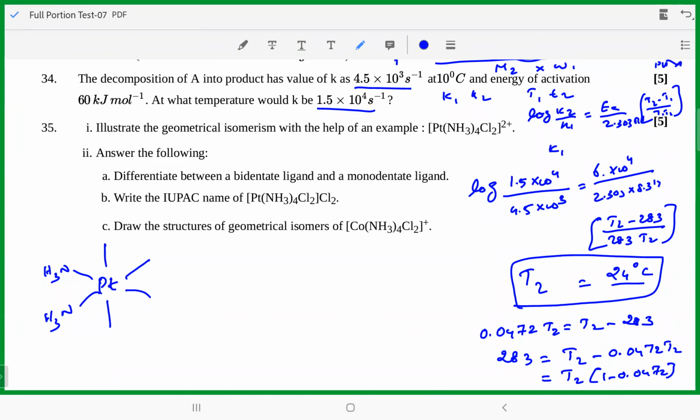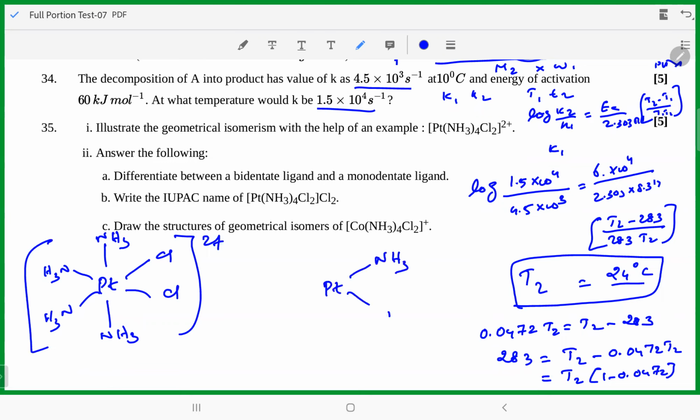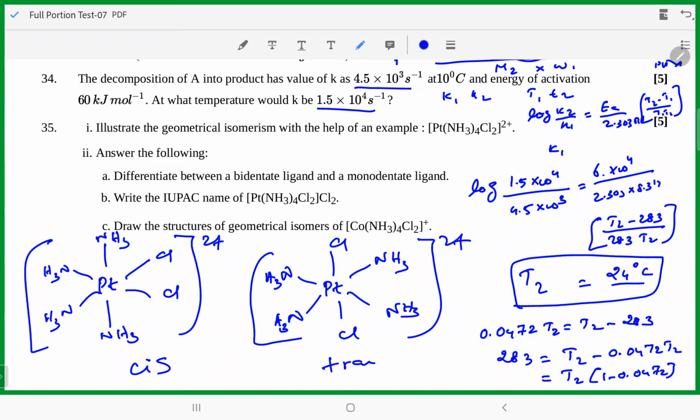Okay. So illustrate the geometrical isomerism with the help of platinum hexa. When the 2 chlorines are on the same side, it forms the cis form. When it goes to the trans form, the groups will be in the trans position. This is the cis form. This is the trans form. Bidentate ligand has 2 donor atoms in 1 molecule. A monodentate ligand has only 1 donor atom, so it can bind through only one side.